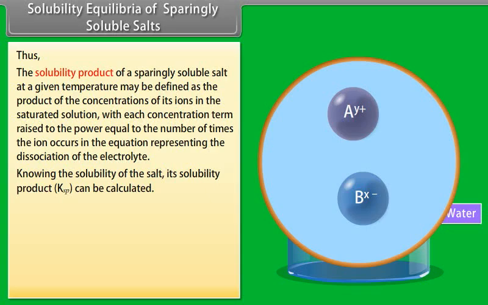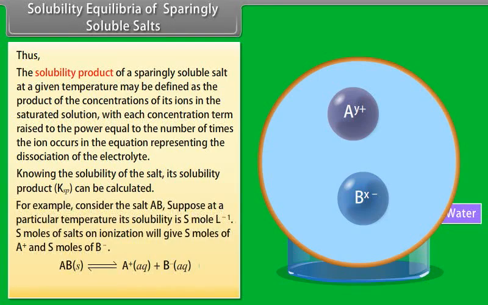Knowing the solubility of the salt, its solubility product can be calculated. For example, consider the salt AB. Suppose at a particular temperature, its solubility is S mol L^-1. S moles of salt on ionization will give S moles of A+ and S moles of B−. Ksp = [A+][B−] = S × S = S².